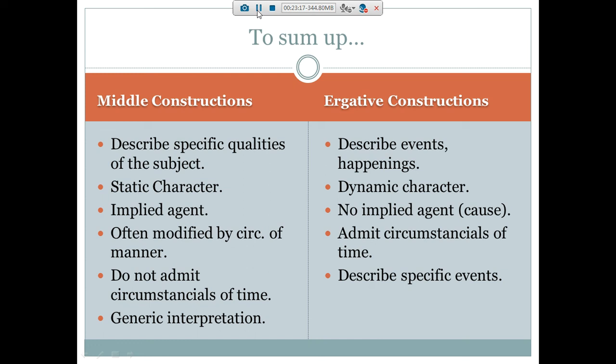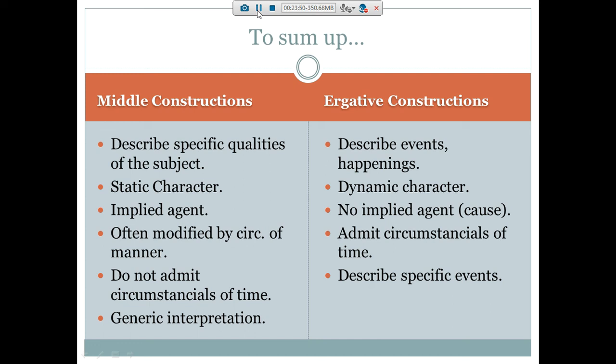It reads well, easily, right? And they do not admit circumstantials of time. Why? Because they have this generic interpretation. So this shirt irons well every day, not today. I cannot say that yesterday it didn't iron well and today it irons well. No, it always irons well. Or my handwriting always reads easily, not just today. Okay? So I cannot say yesterday it didn't read easily.